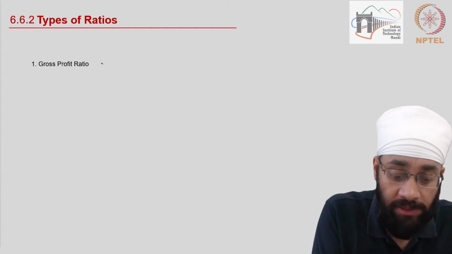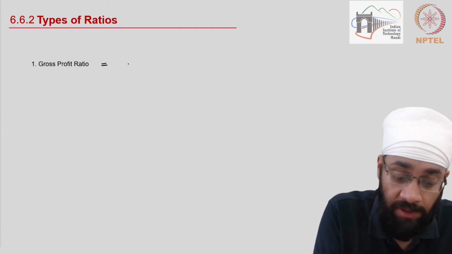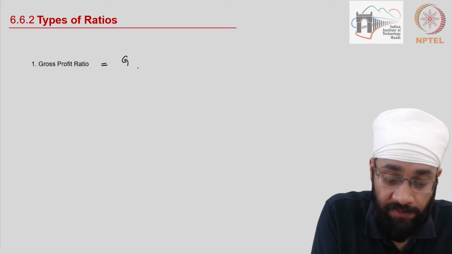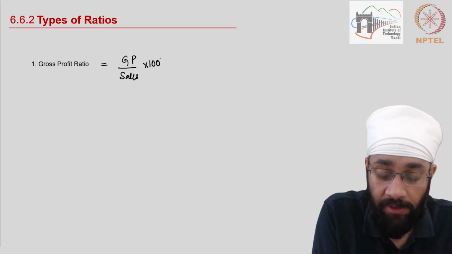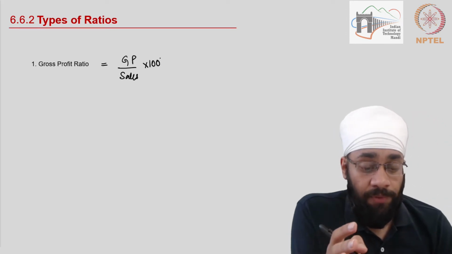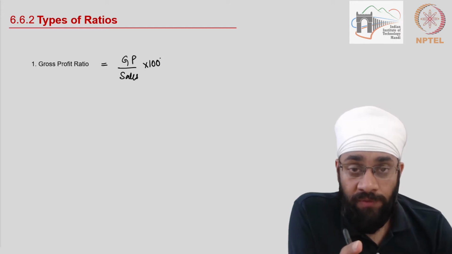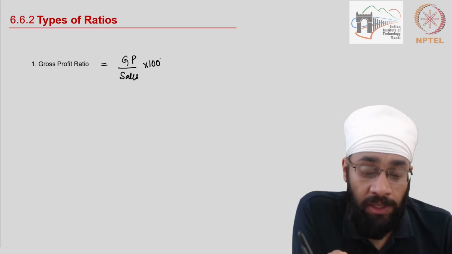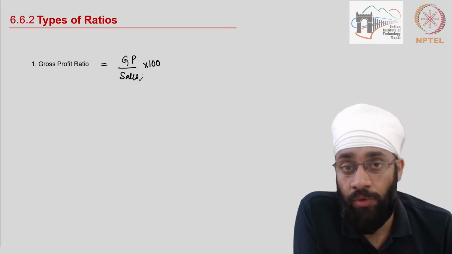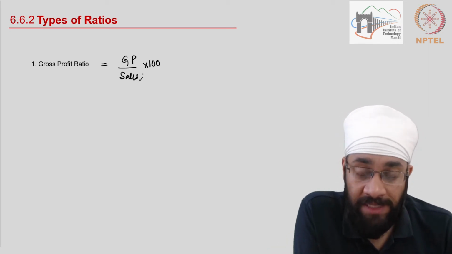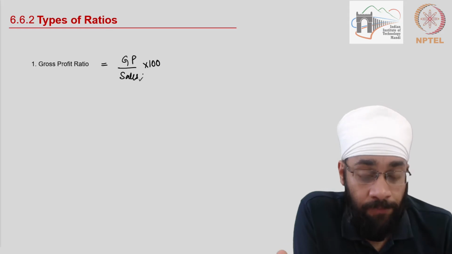Now, I think you are very well familiar with the number gross profit. The gross profit is divided by sales and multiplied by 100. In the profitability ratios, most of the ratios are going to be calculated taking sales as the base. What is the total revenue that you make, and as a percentage of that, what is the gross profit?